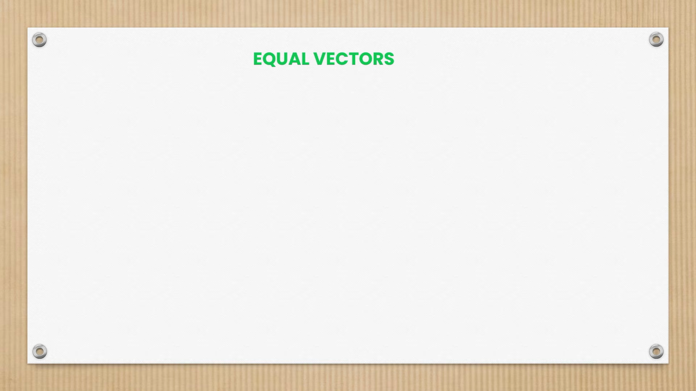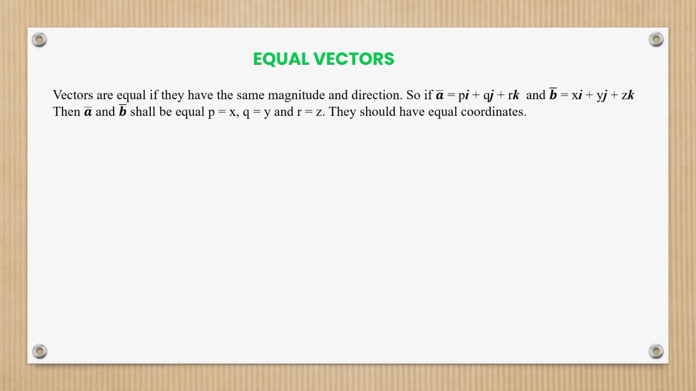Let's look at the final part of this introduction of vectors. We're going to look at equal vectors. Now vectors are equal if they have the same magnitude and direction. So if A is equal to Pi plus Qj plus Rk and B is equal to Xi plus Yj plus Zk, then A and B shall be equal if P is equal to X, Q is equal to Y, and R is equal to Z. So they should have equal coordinates.